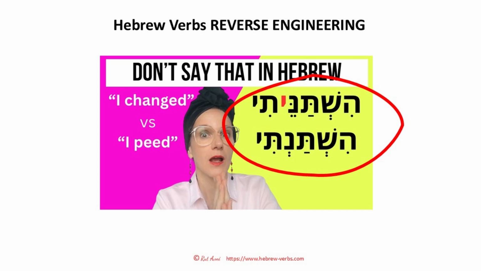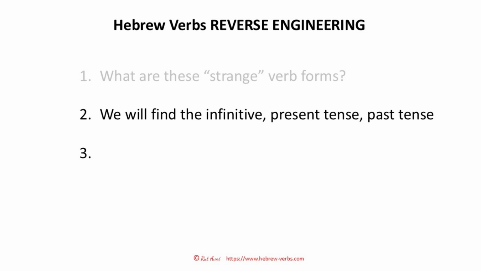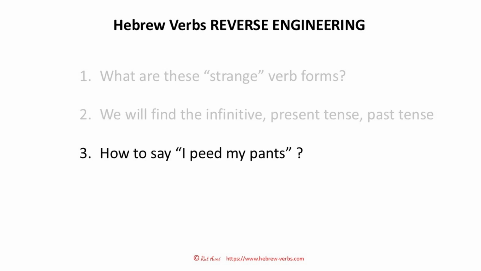So we are now going to do some Hebrew verbs reverse engineering. We go backwards. How did we actually come to these two forms? And then you understand why, in theory, there was no need to get it wrong. Okay, so we will see what these strange verb forms are. We will find the infinitive, present tense, and past tense of each of them. And we will, in the end, see how to say, I peed my pants.